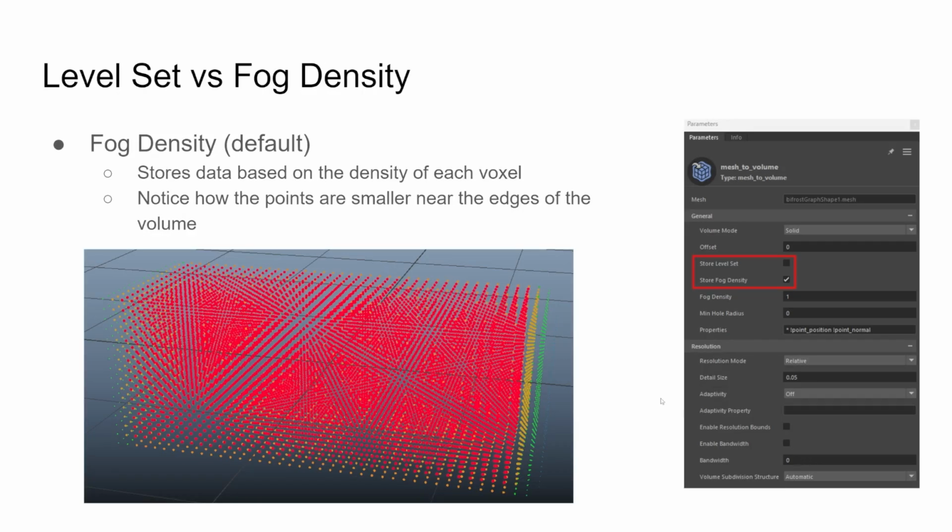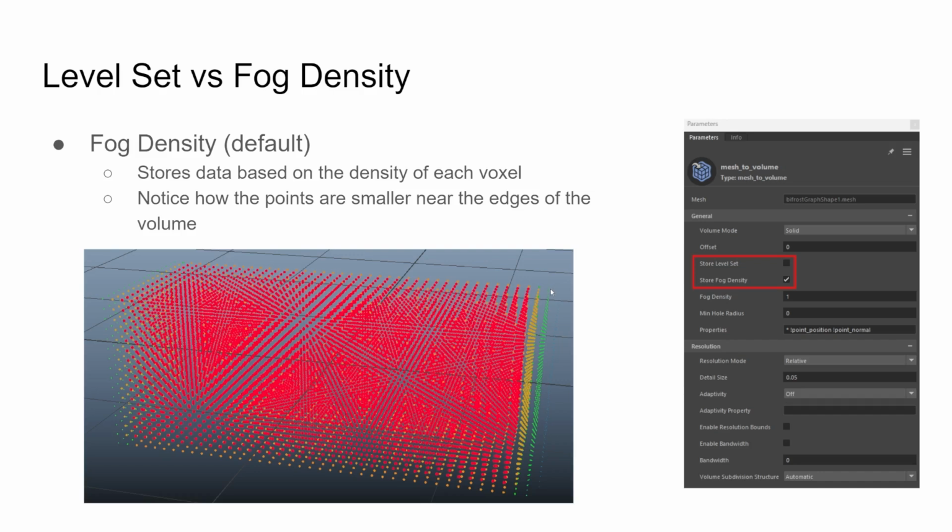So in Bifrost, when you create a volume, there are two different types of volumes you can create, and you can store the data for both of them as well. However, these are the main two which you can toggle between. The first one by default is fog density. Here, there's a really nice image with points that approximate the density of the volume. You can see how in the middle it's all red, which means it has a really, really high density.